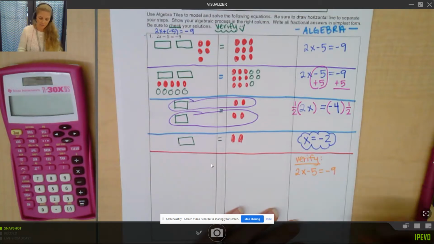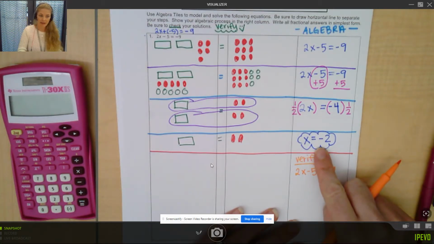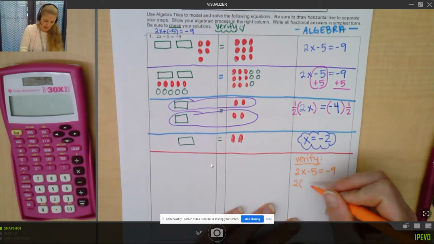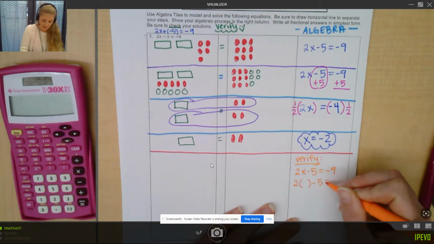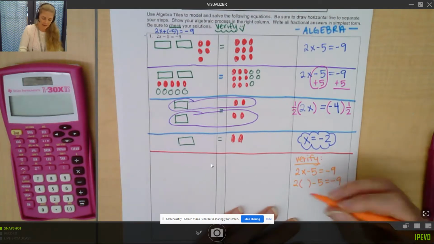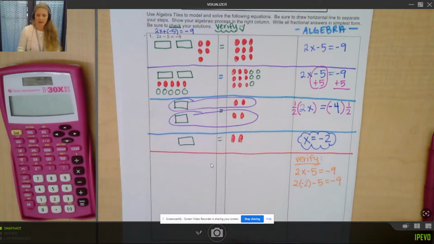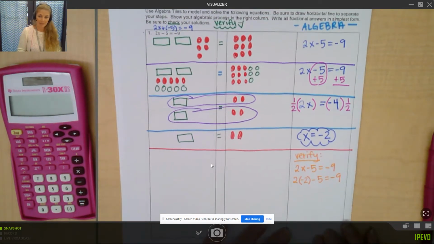And from here, I want to verify if x is equal to -2. So everywhere I see an x, I'm going to put an empty parentheses. I'm going to plug in -2 for x. Now, when you verify in an equation, you do no inverse operations because there's no variable to isolate. All we're doing is simplifying.